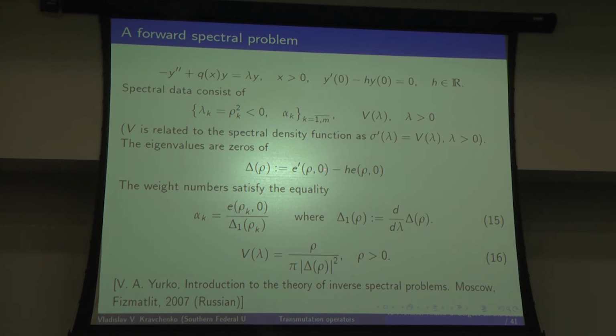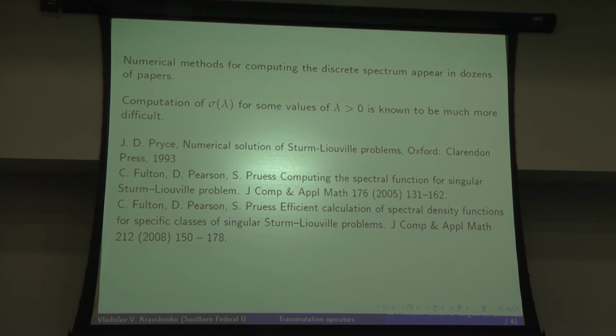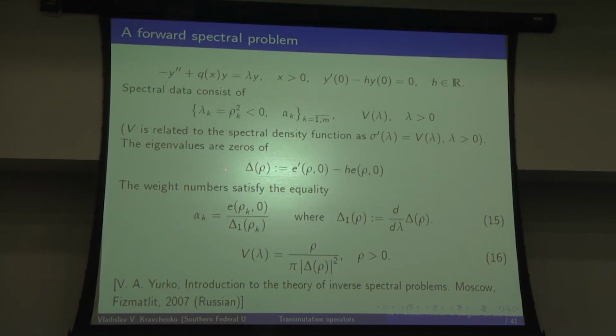So how do all these spectral data look in terms of the Jost solution? First of all, the eigenvalues are zeros of this quantity. Now the weight numbers alpha_k can be computed in this way, where delta_1 is the derivative with respect to lambda of the same quantity, which is quite difficult to compute in practice, the derivative with respect to lambda.